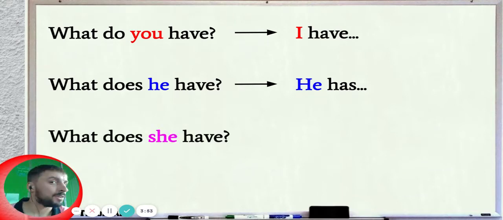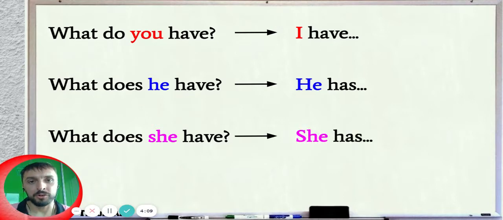And one more. If it's a girl, it's not you, it's not he, it is she. So, what does she have? The answer, she has dot, dot, dot. She has a, what words have we not done? She has a life vest. She has a scooter. She has a glove. She has a workbook.